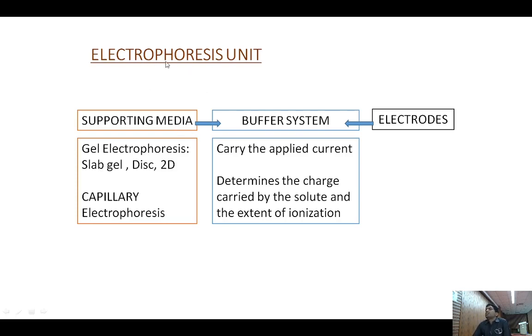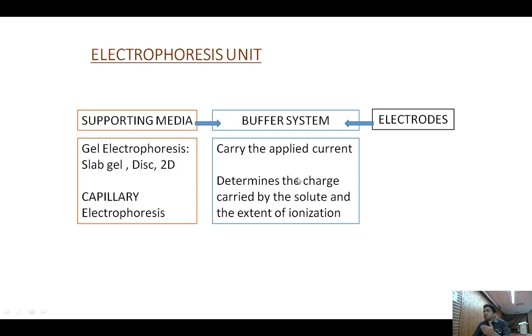So this is basically the electrophoresis unit. It consists mainly of supporting media on which you will put the sample, then buffer system to carry the applied current, and electrodes which will be connected to the buffer. The supporting media can be gel, on which you can put the sample. It can be slab gel, 2D gel, or capillary. Instead of the gel, we can take a narrow bore capillary, and through the capillary also sample can be carried. Buffer system carries the applied current, and it determines the charge carried by the solute.